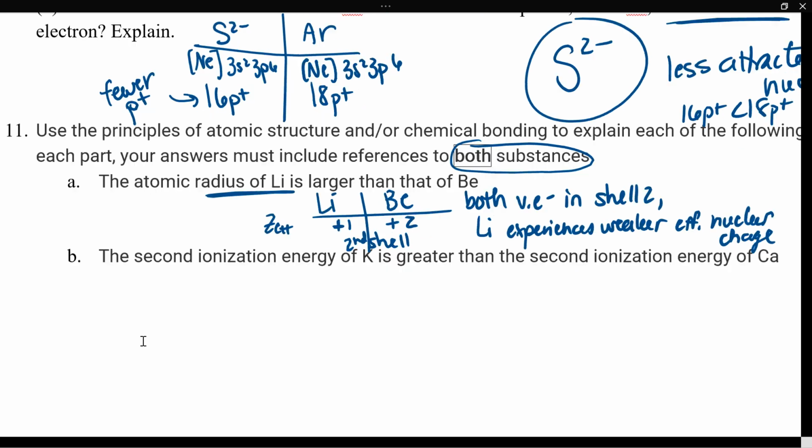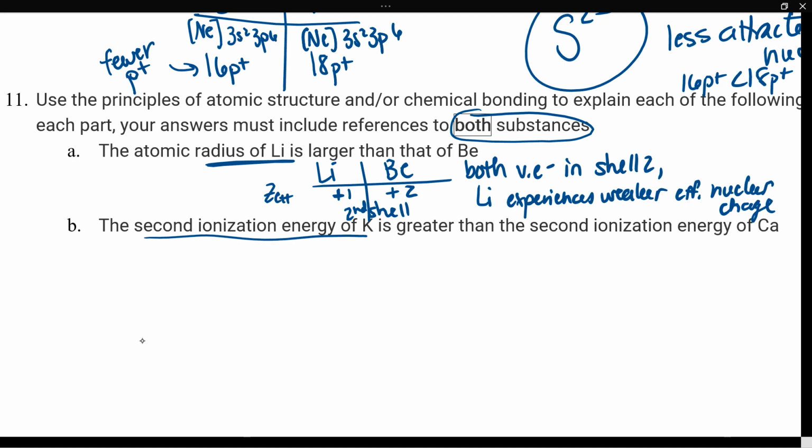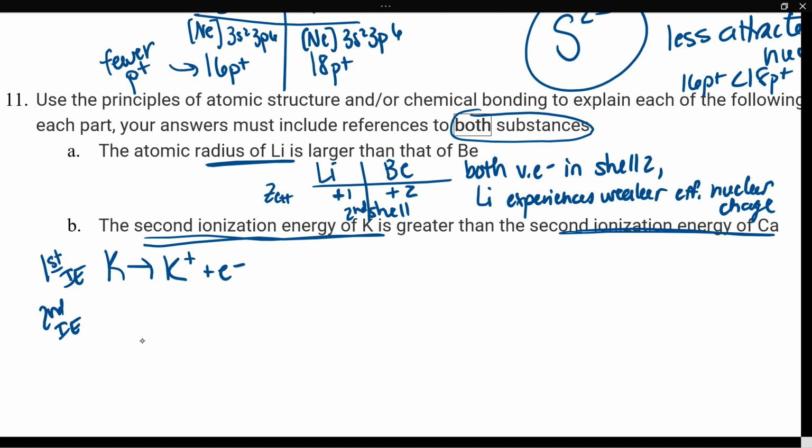Let's look at potassium and calcium. So this one asks us to look at the second ionization energy of potassium versus the second of calcium. So the way ionization energy works, the first ionization energy would be the energy to remove one electron and form a +1 ion. The second ionization energy would be the energy to remove an electron from an ion, from something that's already lost one. So basically I'm taking the +1 ion and turning it into a +2 ion. That's the second ionization energy. Same thing over here with calcium.